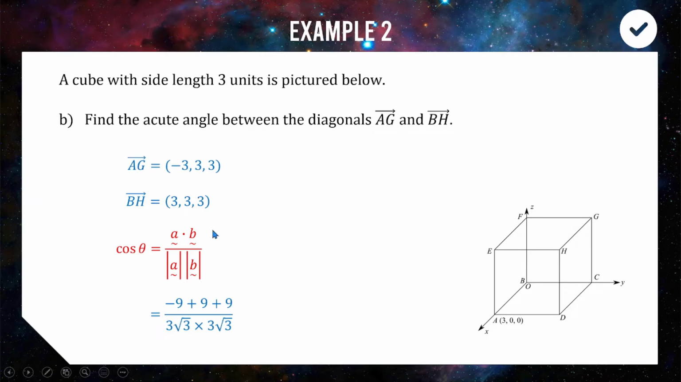3. And now because this is a cube, all of its diagonals are going to be the same length. So the length of BH will also be 3 root 3, which we could very easily show using the formula. But anyway, here is our expression for cos theta. Works out to be 1 over 3, which means our acute angle theta is going to be inverse cos of 1/3, which works out to be around 70.5 degrees.